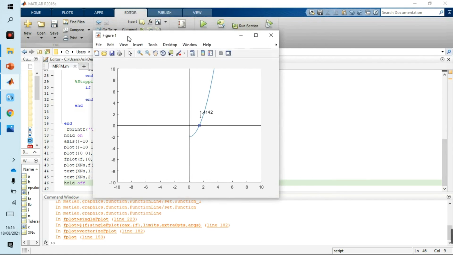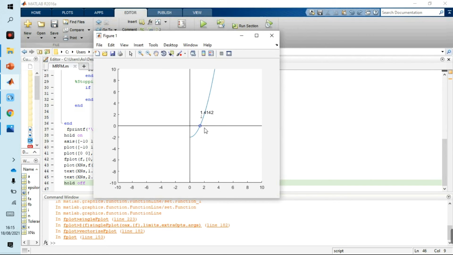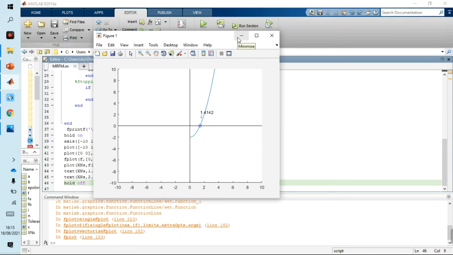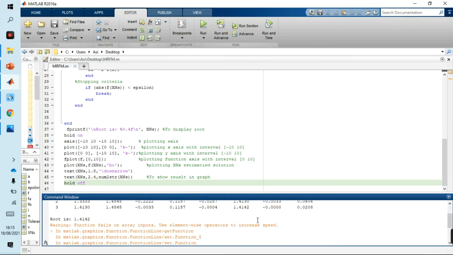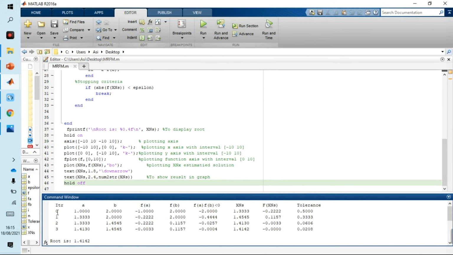Yes, and this is the graph of our function, and this is the root 1.4142, and the function intersects the x-axis at this point, 1.4142. That is our root. So these are all the iterations. This is our 0th iteration, and 1, 2, and 3 iterations, and these are the intervals, the first interval, second interval, and third interval, and this is the 4th interval.